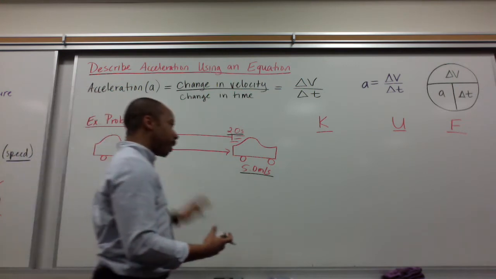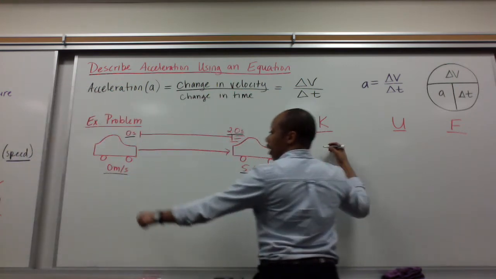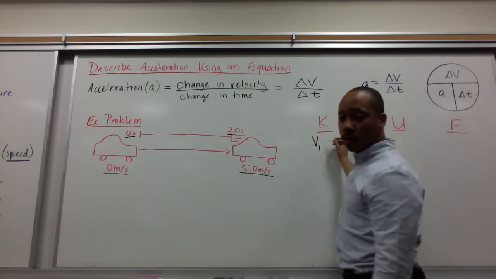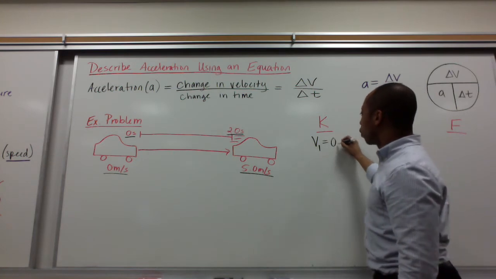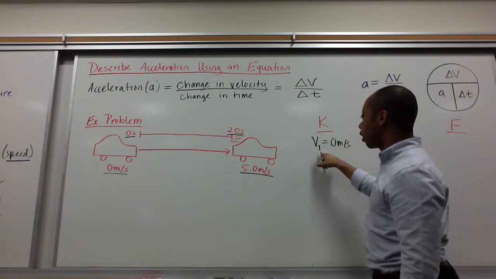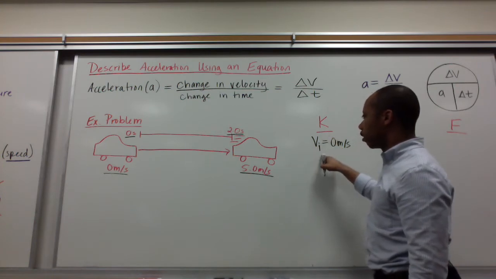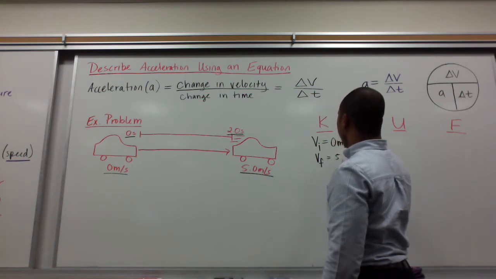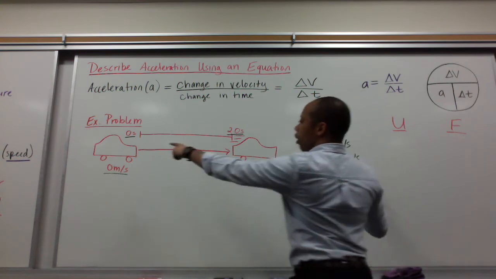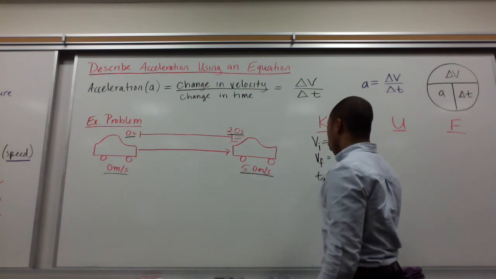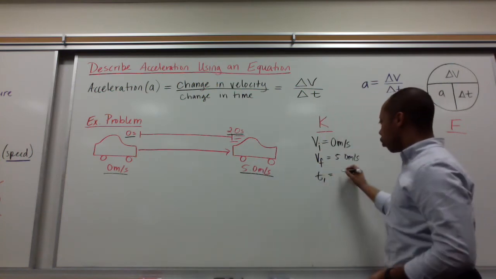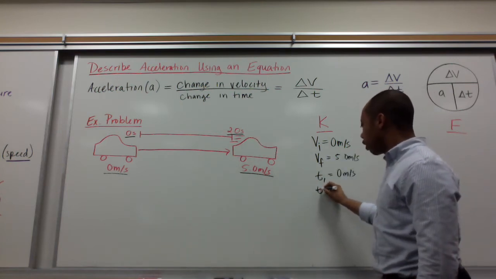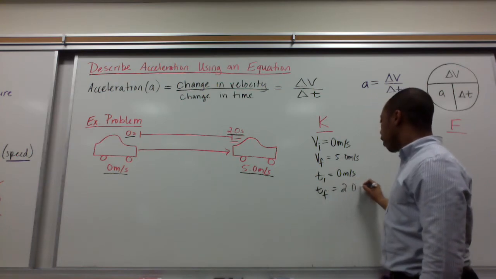Now, this is my diagram, my model. I know that it starts out at 0 meters per second. We're going to call that v initial. v initial equals 0 meters per second. That's v sub i here. We also know v final. v sub f equals 5 meters per second. We know the initial time is t sub i. t sub i equals 0 seconds. And we know our final time, t sub f equals 2.0 seconds.